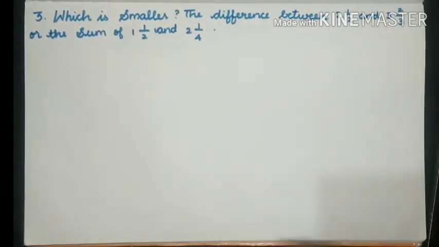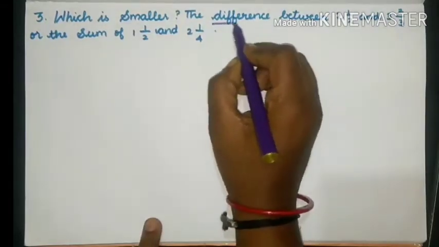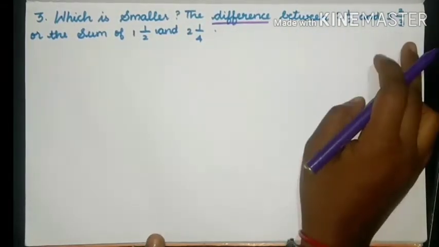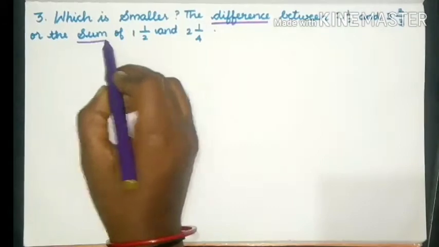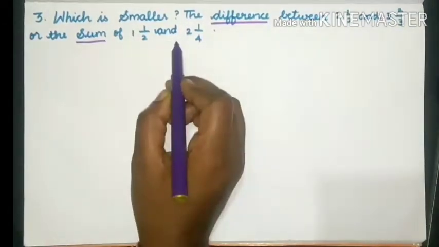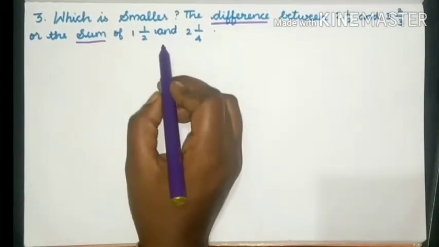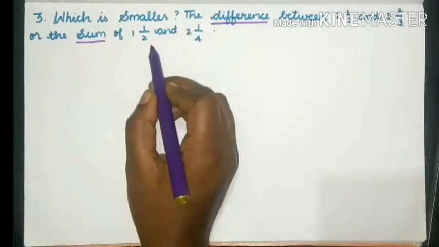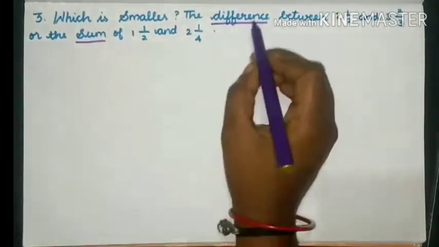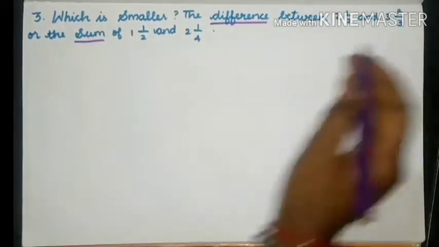Difference means what? Difference means we have to subtract these two fractions. Sum means we have to add these two fractions. After that we have to check which fraction is smaller. First let's find the difference between these two fractions.